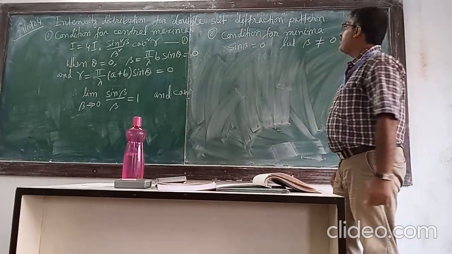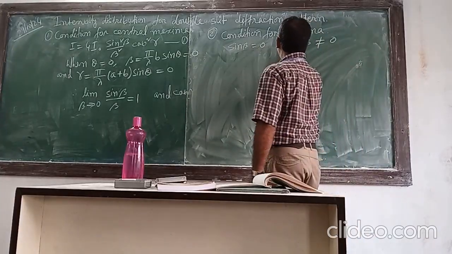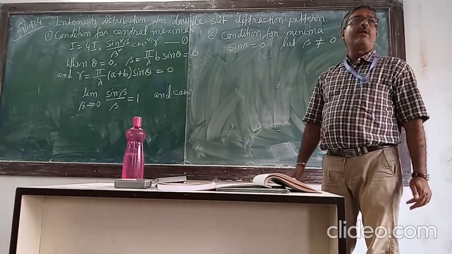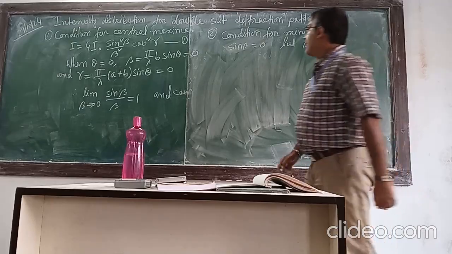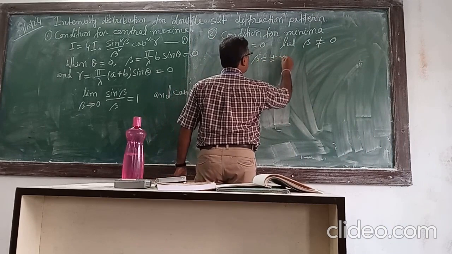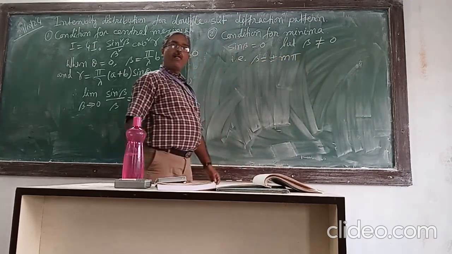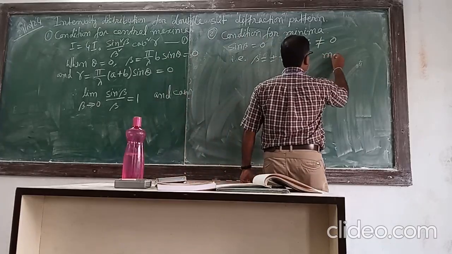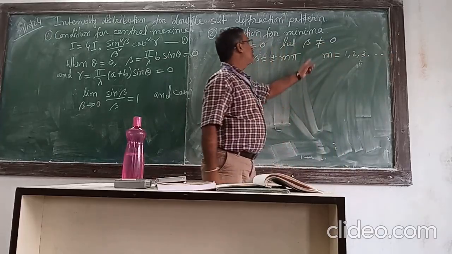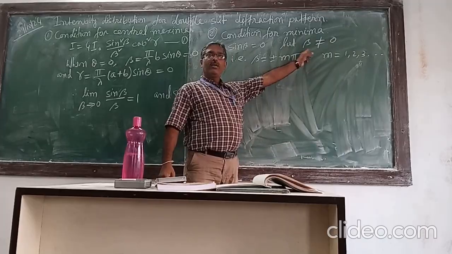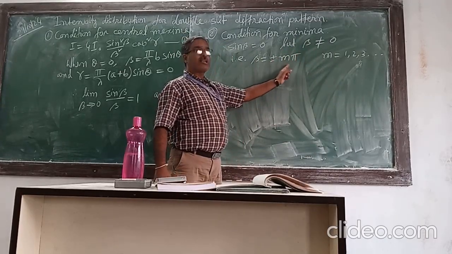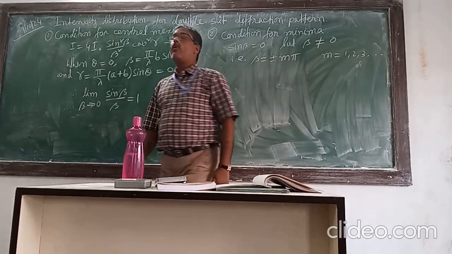So when sin beta equals 0 but beta not equal to 0, beta equals plus minus m pi, where m is not 0, m equals 1, 2, 3, etc. If m equals 0, then beta becomes 0. So beta equals plus minus m pi, m equals 1, 2, 3, etc.